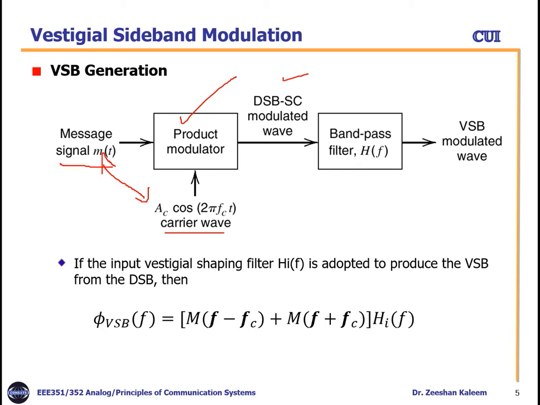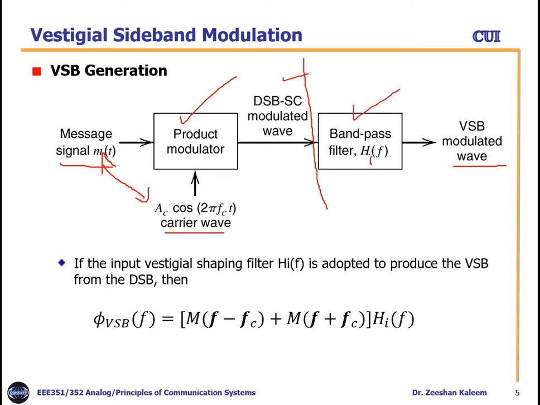So what is the difference between VSB generation and the double sideband suppressed carrier generation? Up to this part it is similar, right? It is a double sideband suppressed carrier signal. But we need an additional band pass filter at the output, which is called H_I(f) here. So we need to pass the double sideband modulated signal through this filter, and then we will get the VSB modulated signal, right? So this is the only difference. Let's see how this transfer function looks.